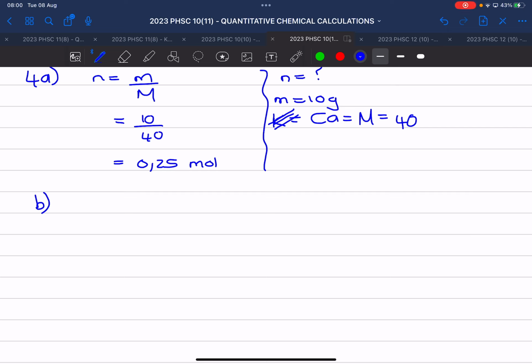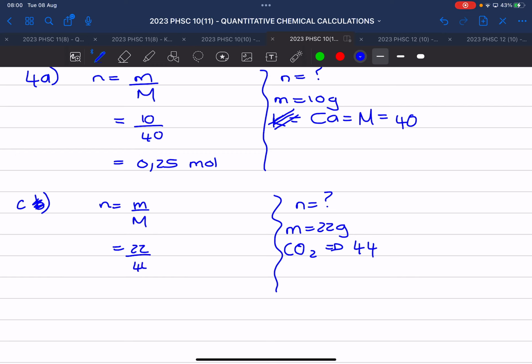Okay, now for question B, question C. They ask, determine the mole of molecules. So the mole of molecules in the mass is 22 grams, and they give you carbon dioxide. The reason they give you that is so that you have the molar mass, which is 44 for carbon dioxide. Okay, so mole is mass over molar mass. It's 22 divided by 44, and that gives you 0.5 moles.